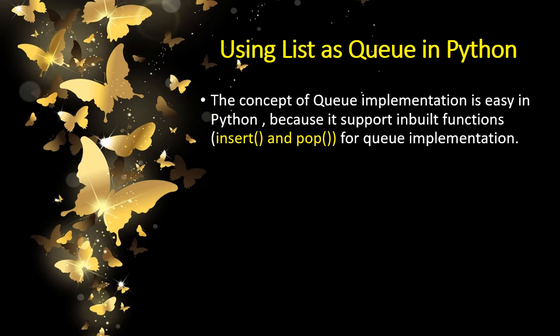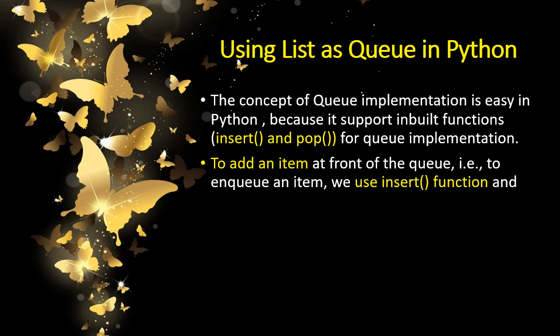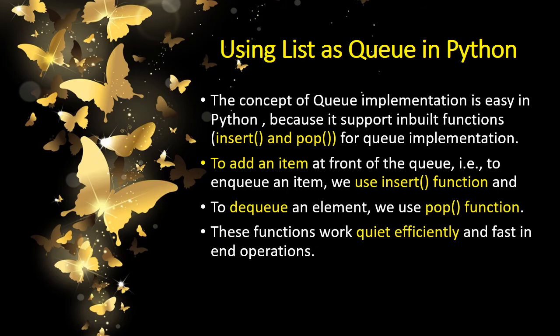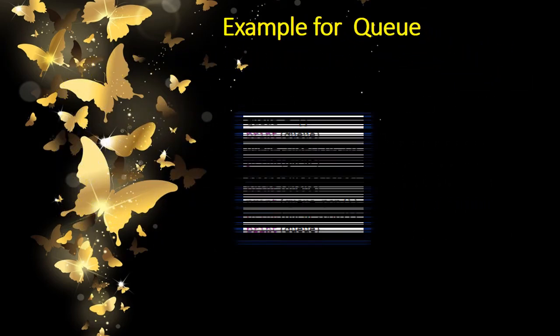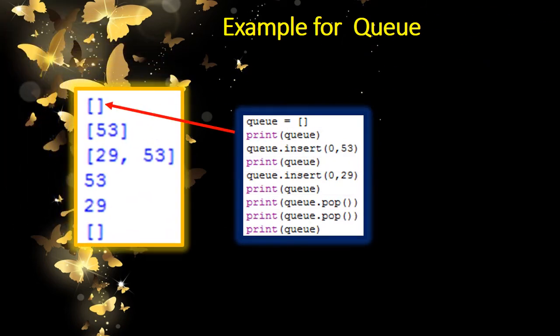Using the list's built-in functions insert and pop, we can perform the insertion and deletion operations in the queue. In a stack we used append. Instead of it, here we use insert for adding the element. To remove the element, we use the pop function. It's also very efficient and fast. Initially the queue is empty, so an empty queue is printed.